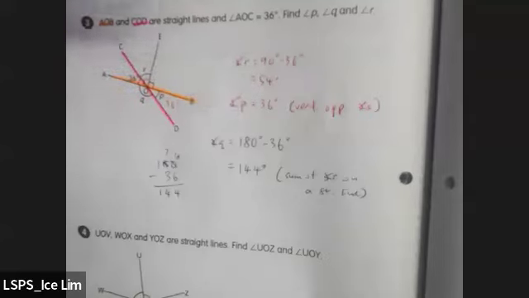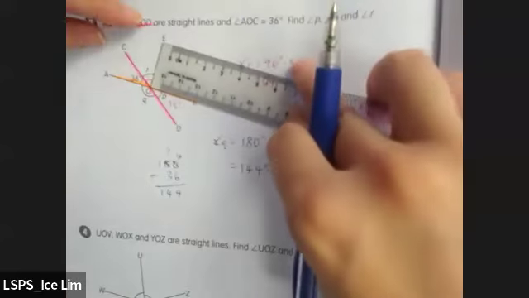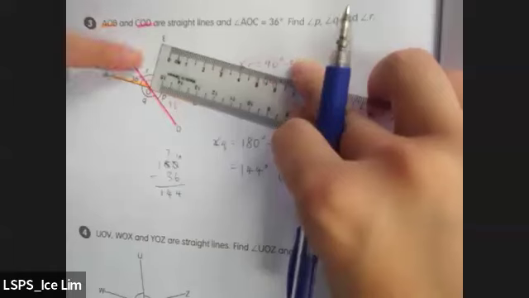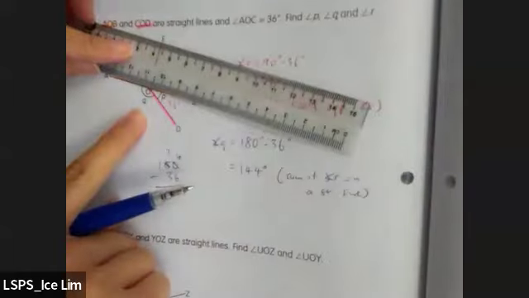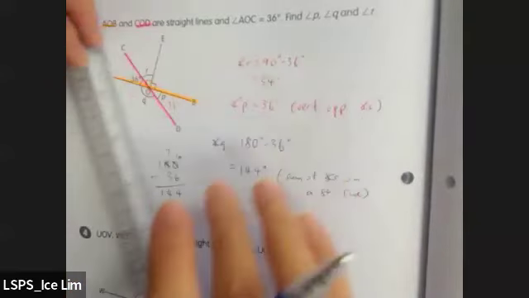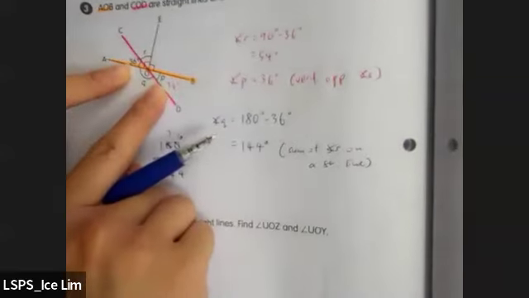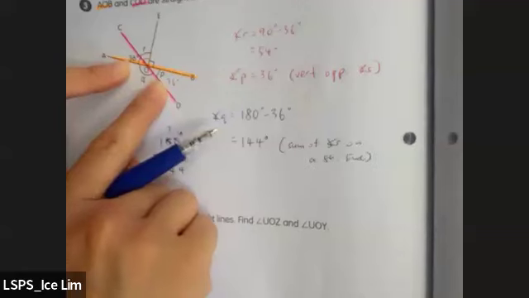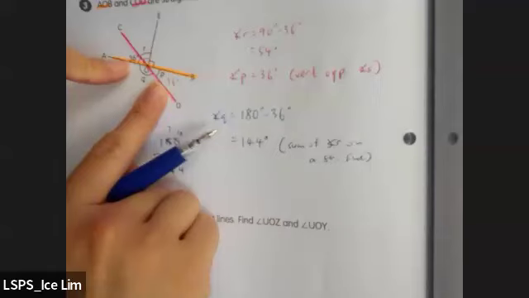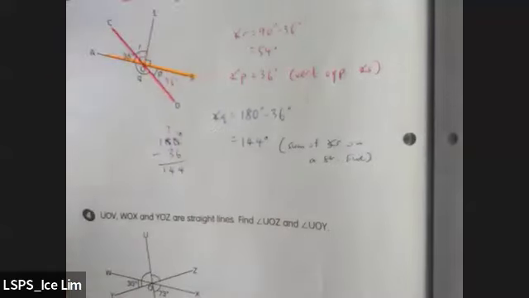Is that okay? So I see the right angle here for R. See the straight line here for Q. See the vertically opposite angle for P. Is that okay? Shall we stop here?